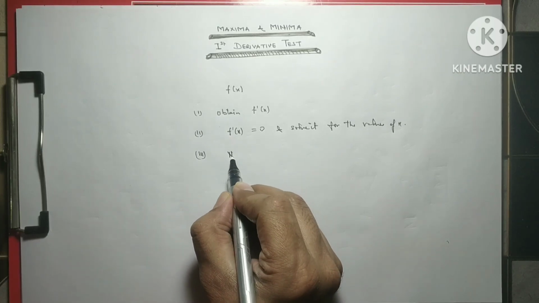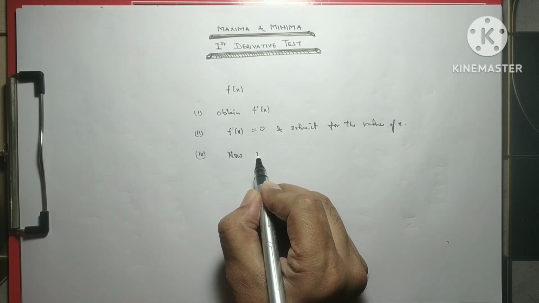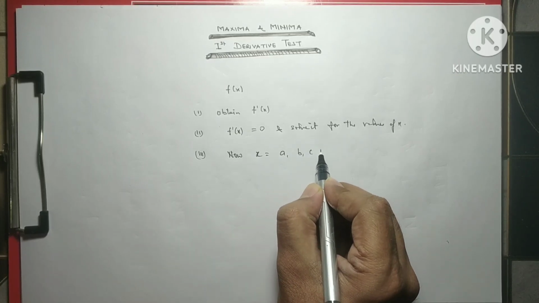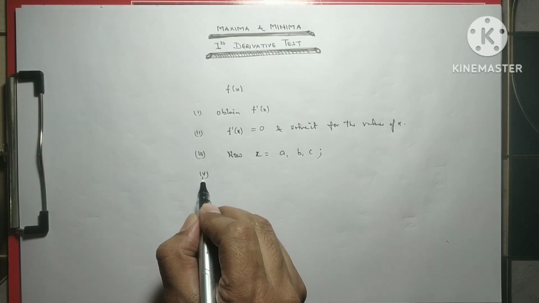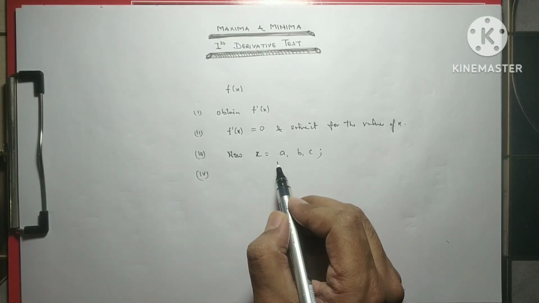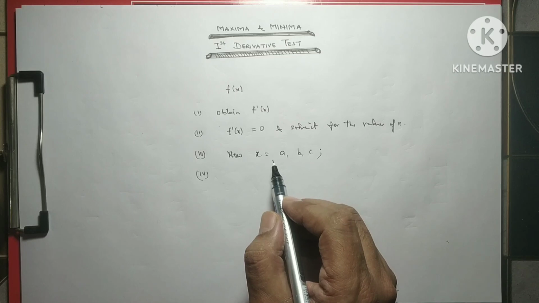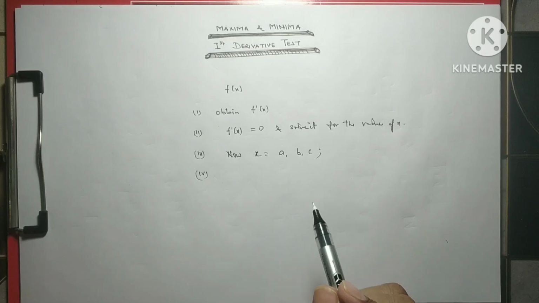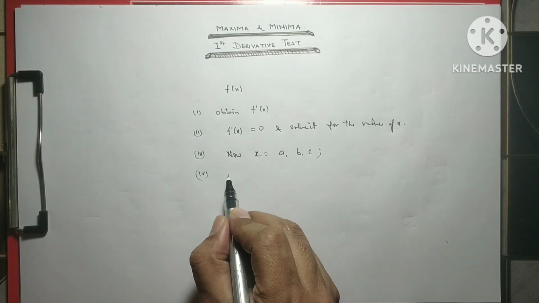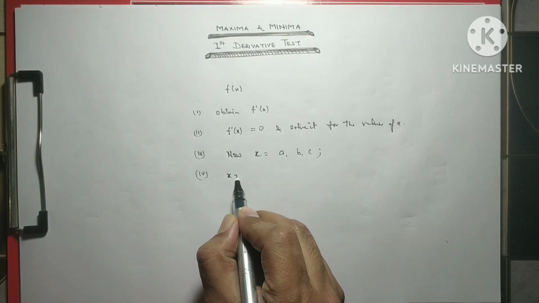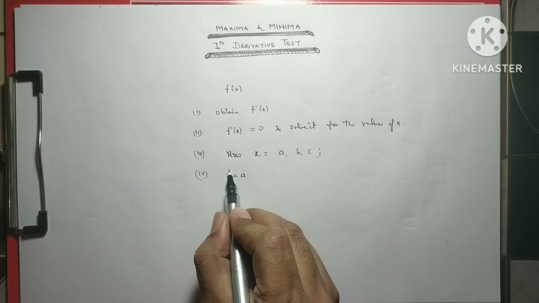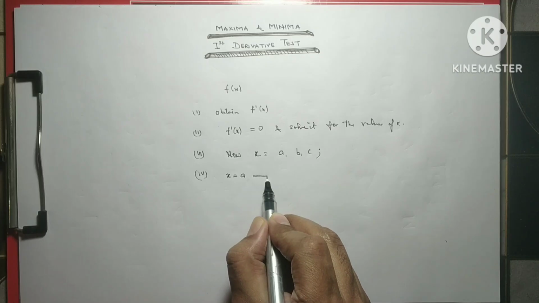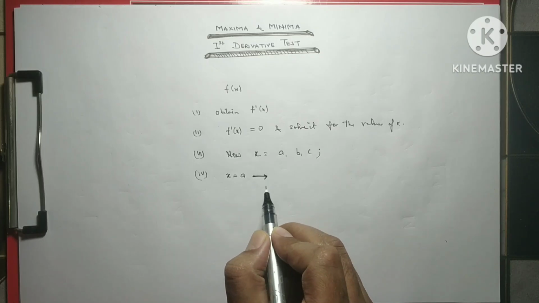Now we get the values of x like a, b, c, etc. Now we check the maxima and minima of the function at these values. So first we consider x equals to a. So we want to check maxima and minima at x equals to a. So we consider two values of this x.